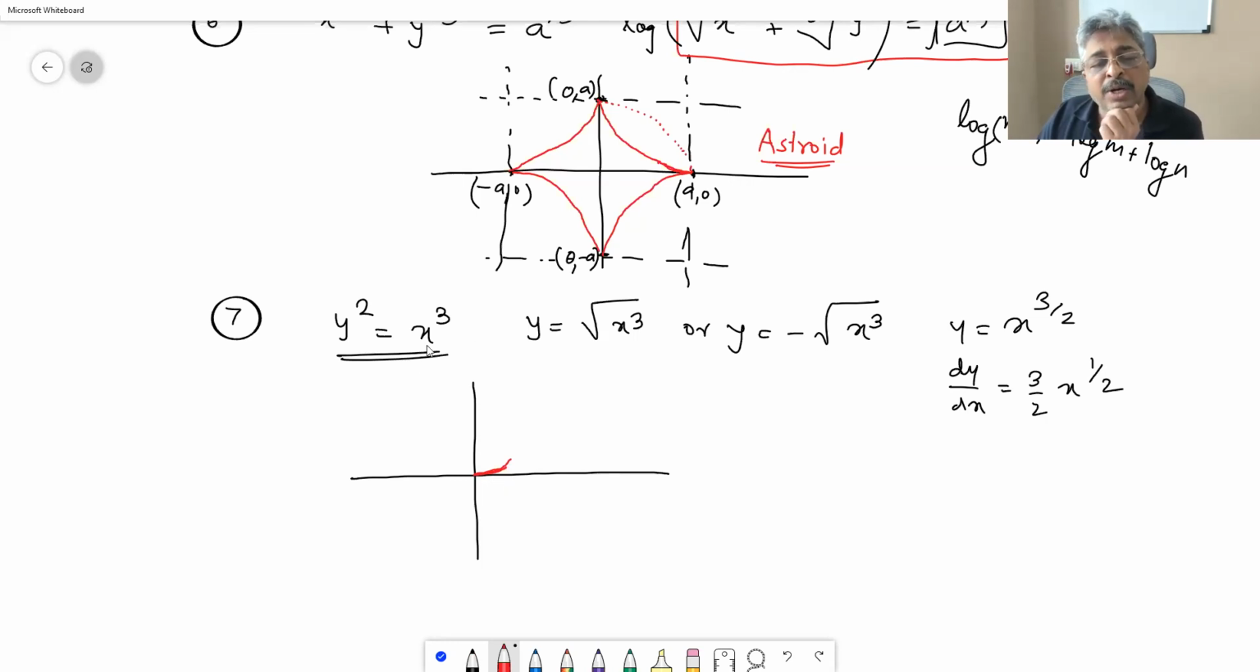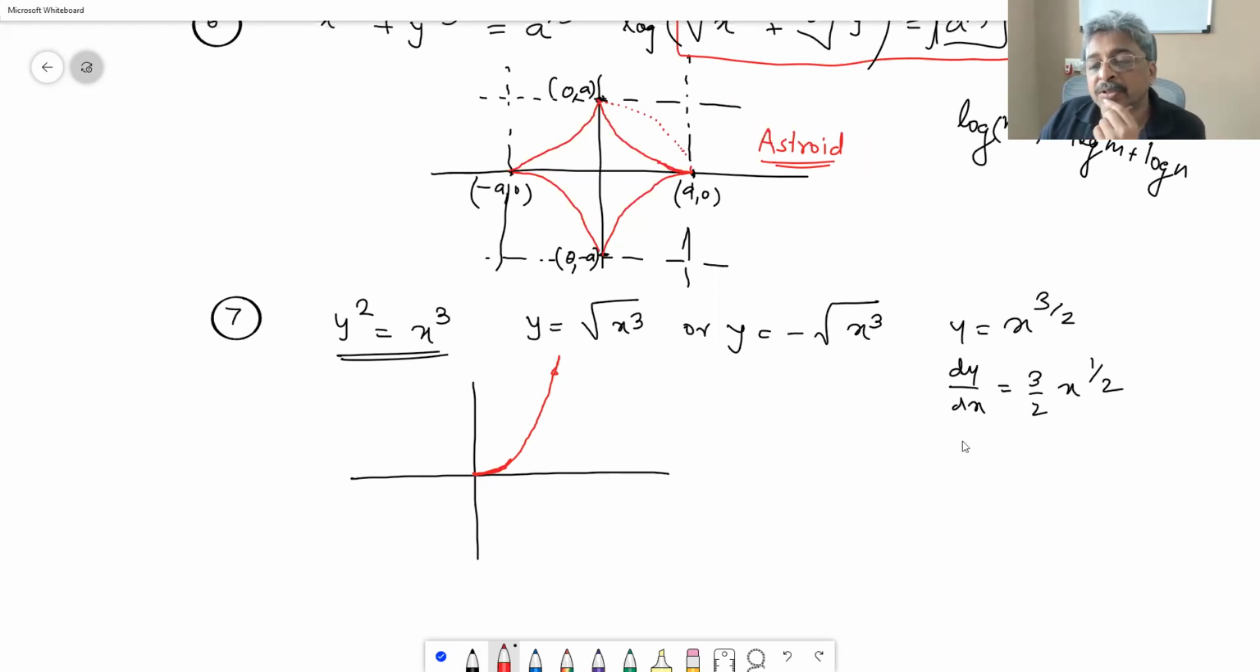Can you have negative values of x? No. Then y square is always positive. So to the left of 0, you don't have any. Can you have positive values of x? Higher values, as x tends to infinity, y will tend to infinity. Right? So the tangent has to be horizontal at 0, and therefore it is fixed that it has to be convex like this. You don't have a point of inflection here.